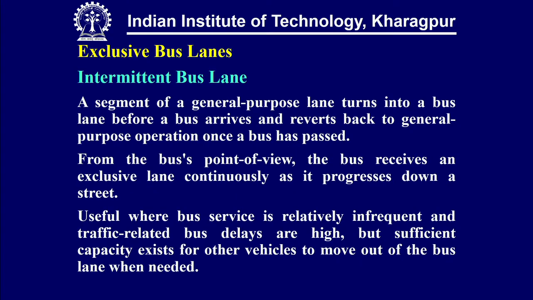What is an intermittent bus lane? It is the most intelligent form of providing special priority to buses, where the bus lane is provided with the progression of the bus. From the traffic point of view, it is always a mixed traffic lane, but from the bus's point of view, a lane is always created for the bus as it progresses through the traffic stream.